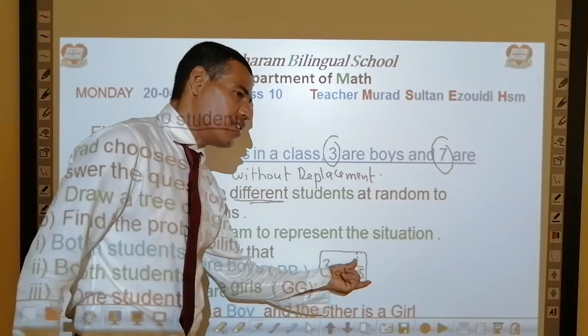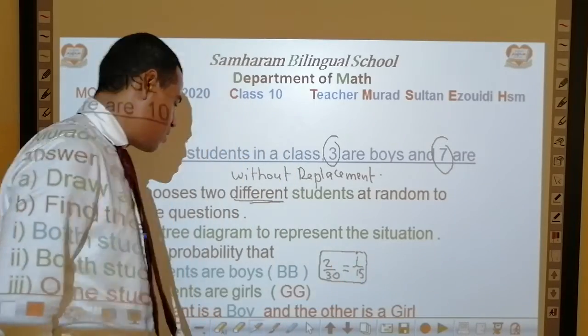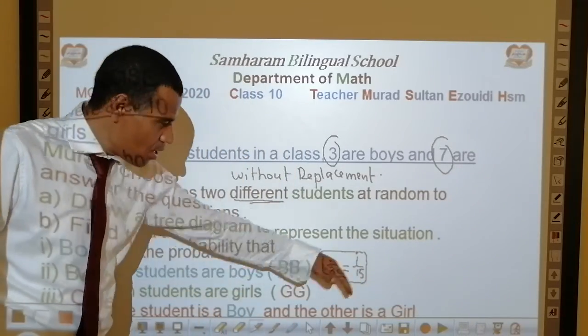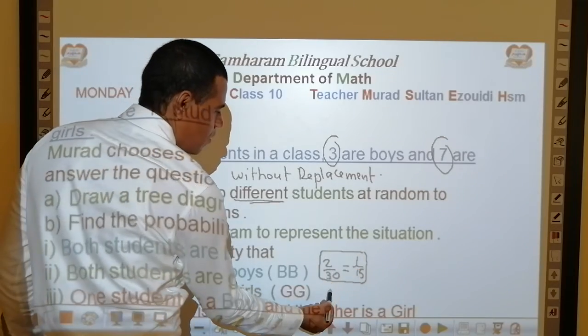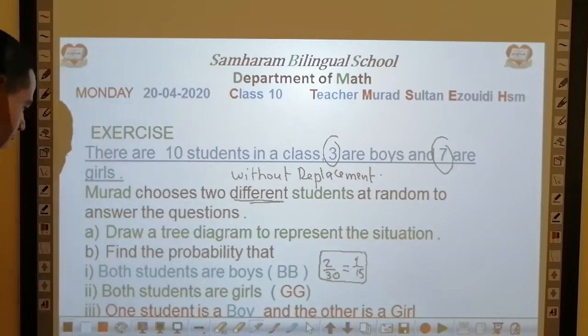This is written in its simplest form, and this is not. This is an equivalent fraction, and these are called a true proportion. Why? Because 15 multiplied by 2 equals 30 multiplied by 1. Okay, now both students are girls.